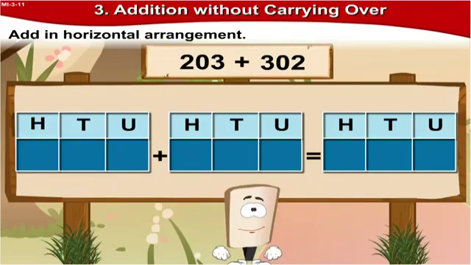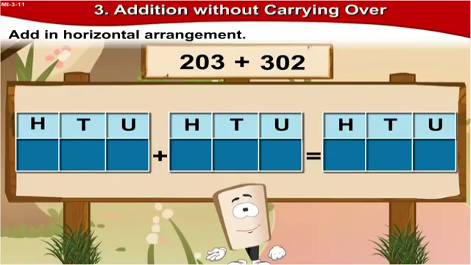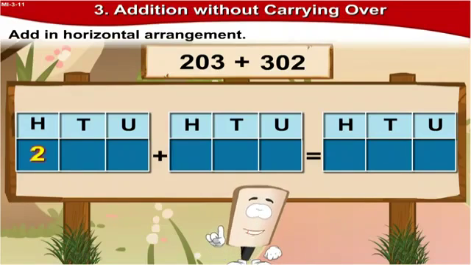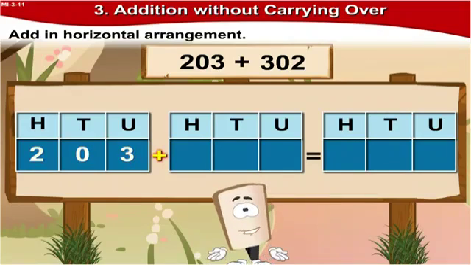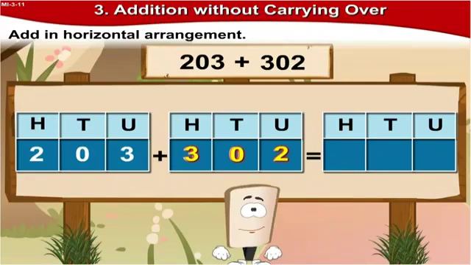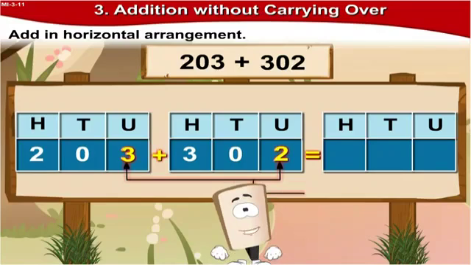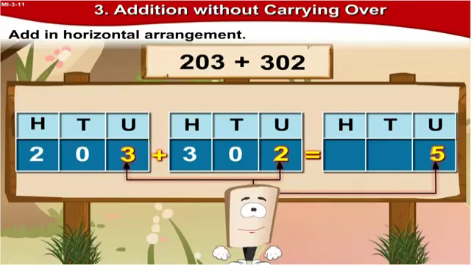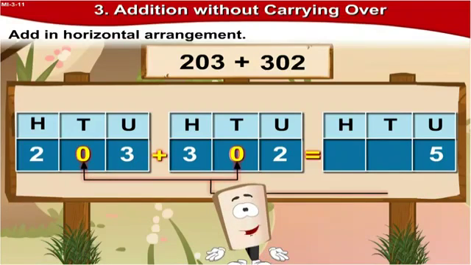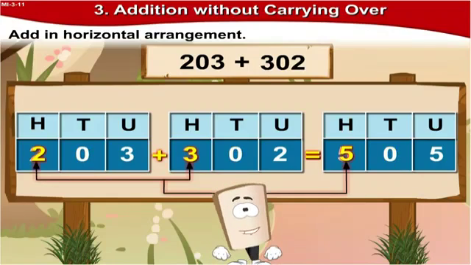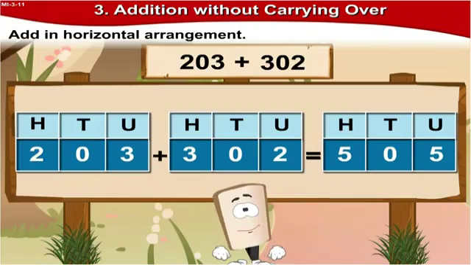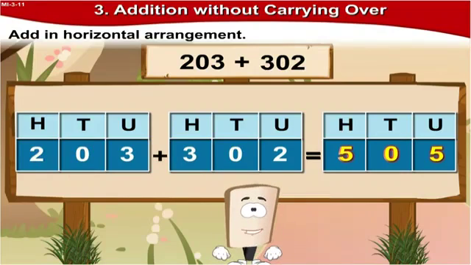Now the last sum. 203 plus 302. 203 would be 200, 0 tens, 3 units, plus 302 is 300, 0 tens, 2 units. Now 3 units plus 2 units is 5 units, so write it here. 0 tens plus 0 tens is 0 tens. And 200 plus 300 is 500, which means the answer is 505.